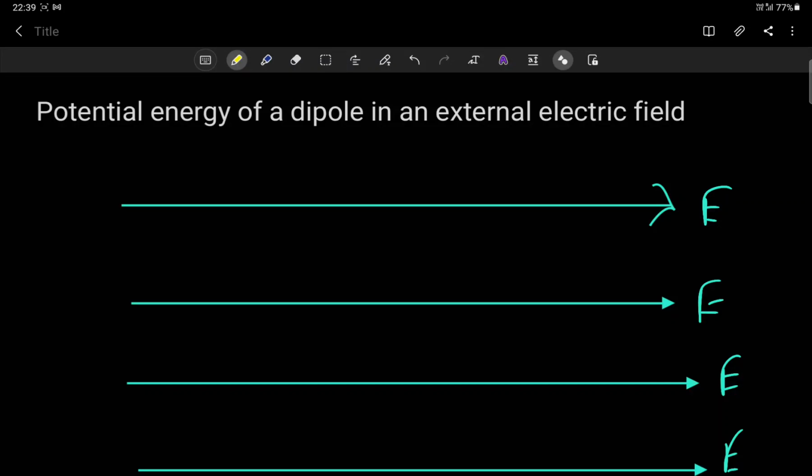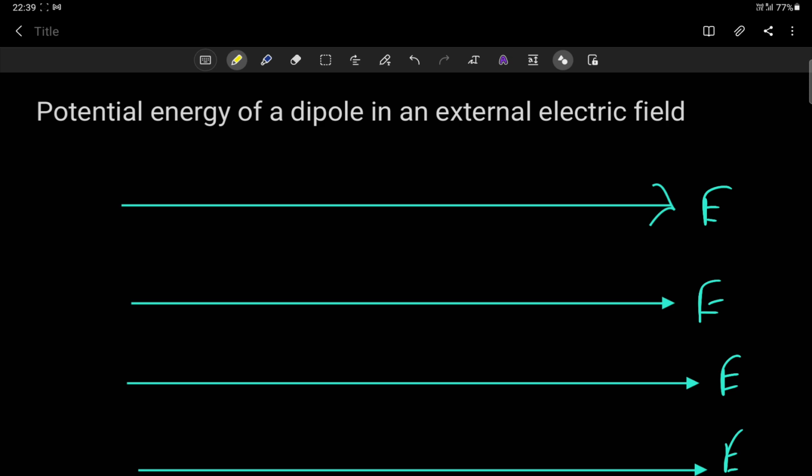So our today's topic is potential energy of a dipole in an external electric field. We have to find out the potential energy of a dipole, and this dipole is placed in a uniform electric field. The electric field is not variable. This electric field is uniform.